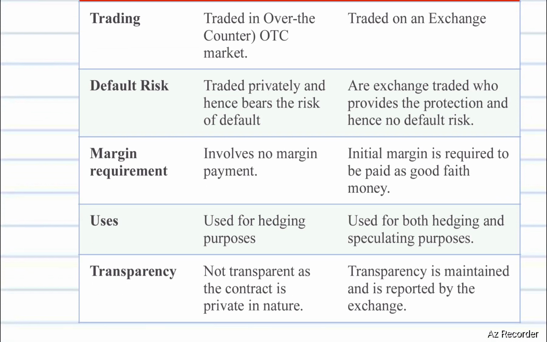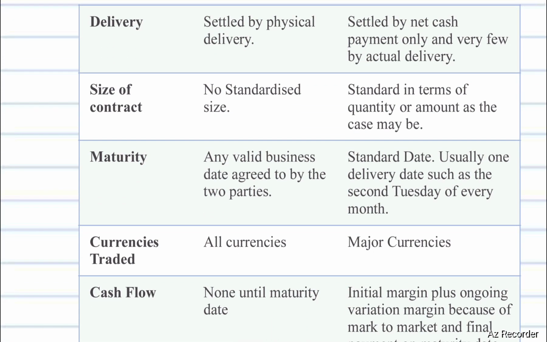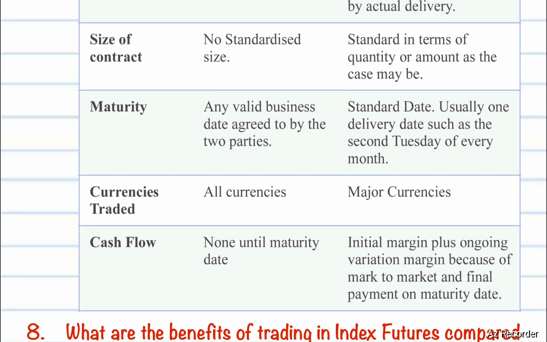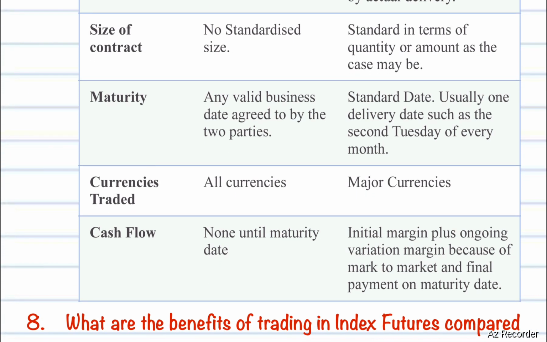Forward contracts are used for hedging purposes, whereas futures contracts are used for both hedging and speculation. Transparency. Forward contracts are not transparent as the contract is private in nature, whereas in futures contracts, transparency is maintained and is reported by the stock exchange. Next, delivery. Forward contracts are settled by physical delivery, whereas futures contracts are settled by net cash payment only and very few by actual delivery. There is no standardized size in forward contracts, whereas futures contracts are standard in terms of quantity or amount as the case may be.